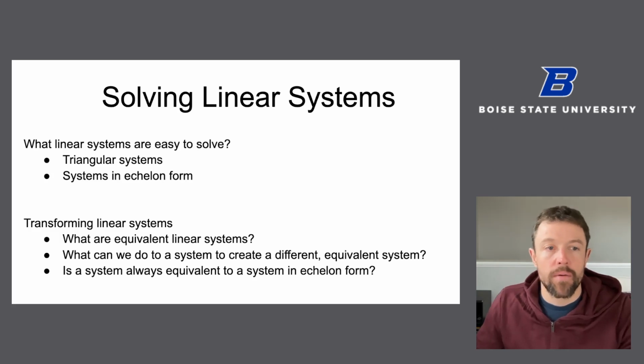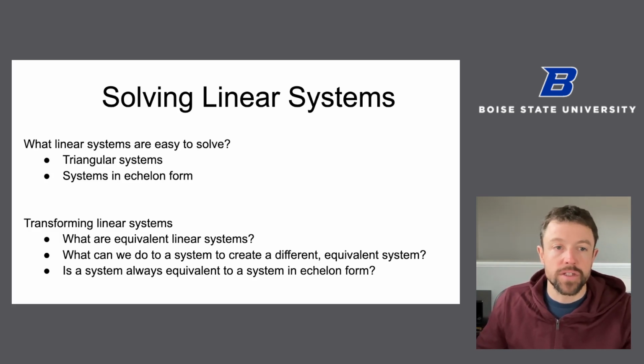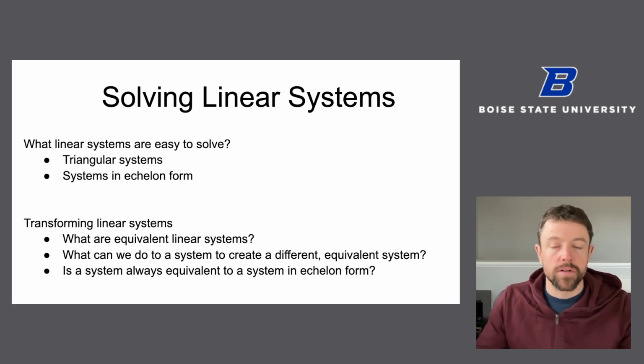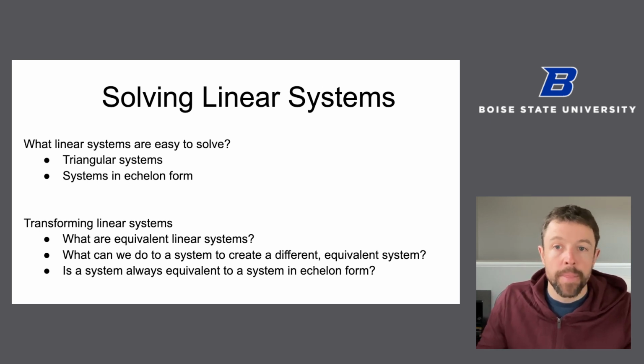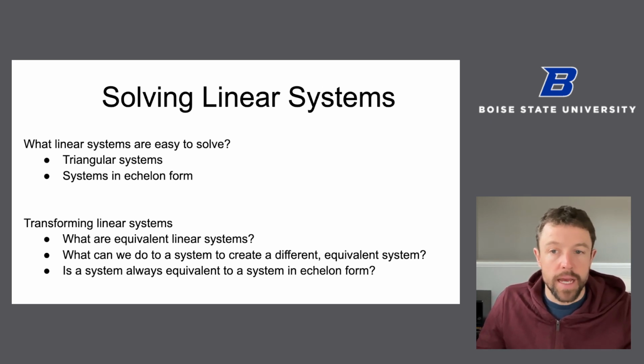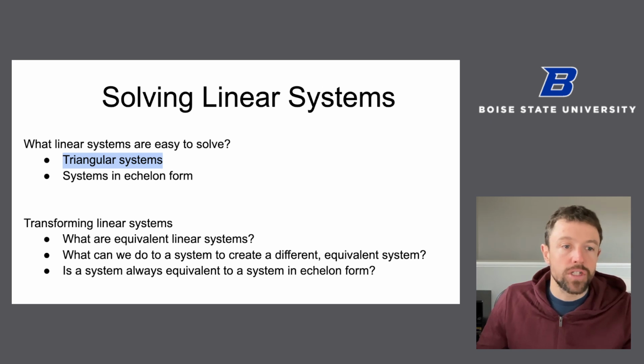In this video, I want to go over the process of solving linear systems, or in other words, determining, given a linear system, what its solution set is. We're going to do this in two steps. The first thing we're going to do is look at linear systems that, for whatever reason, are easy to solve. These are a very specific type of linear system known as triangular systems, which we'll start with, and then a slightly more general type, which are known as systems in echelon form.